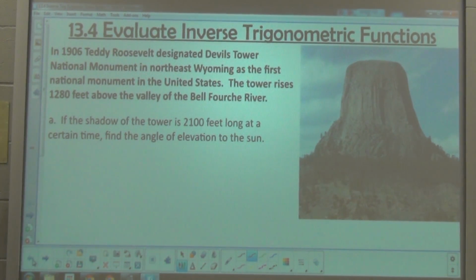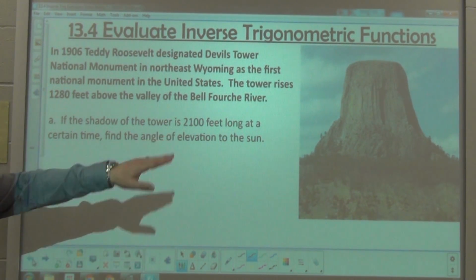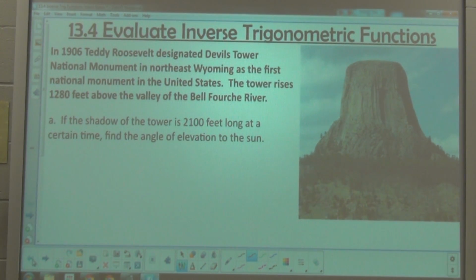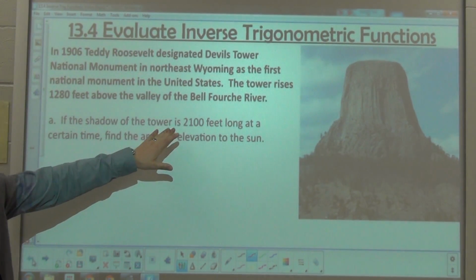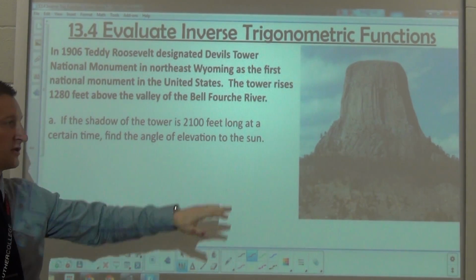The problem presented to us here says, in 1906, Teddy Roosevelt designated Devil's Tower National Monument, pictured there, in northeast Wyoming, as the first national monument in the United States. The tower rises 1,280 feet above the valley of the Belle Fourche River. So our problem here is that if the shadow of the tower is 2,100 feet long at a certain time, find the angle of elevation to the sun.